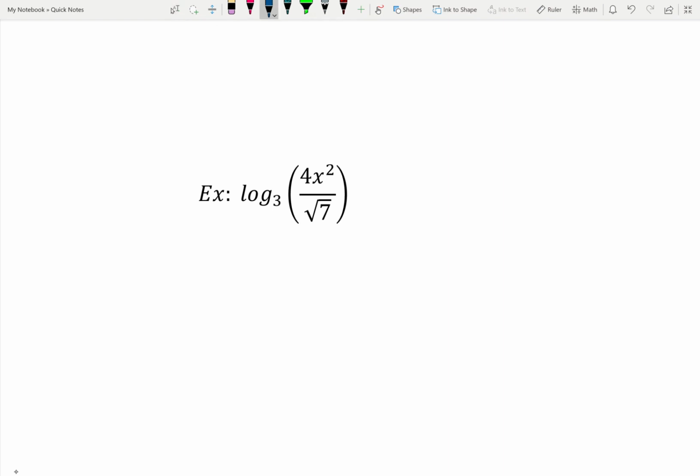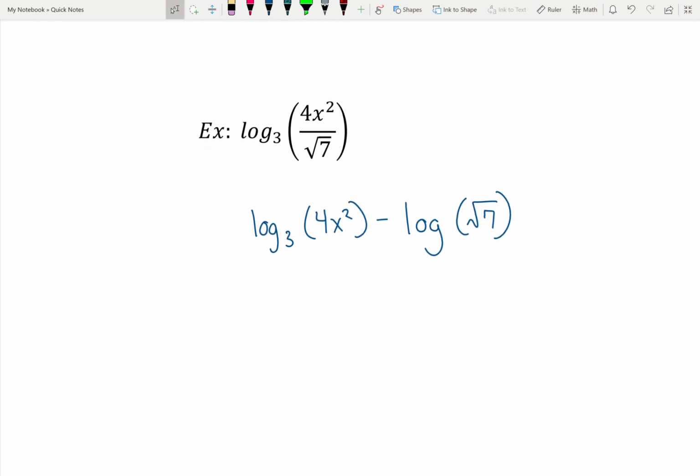So again, we have a quotient, so we'll split this up via the subtraction sign. We have log base 3 of 4x squared minus log of the square root of 7. Okay, so we have a couple of things happening here. First, we have a product, and then we have exponents in two different places. So we'll deal with the products first, and then we'll deal with the exponents, okay?